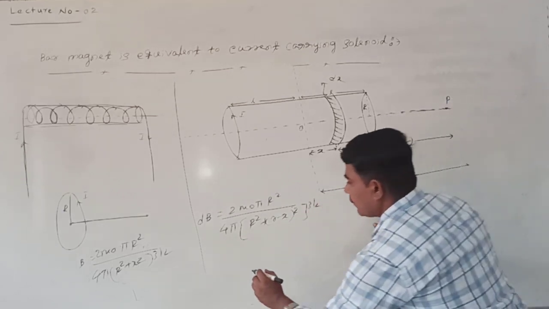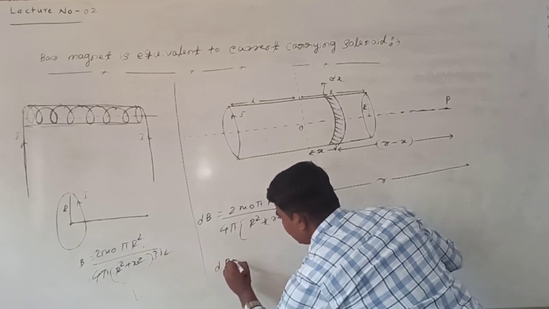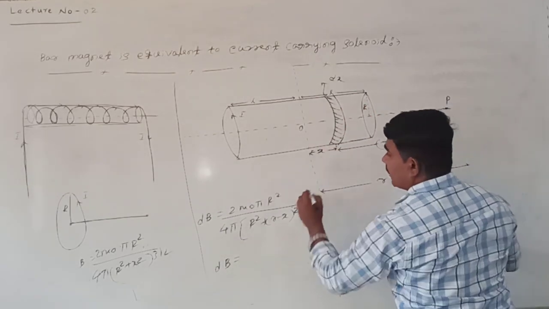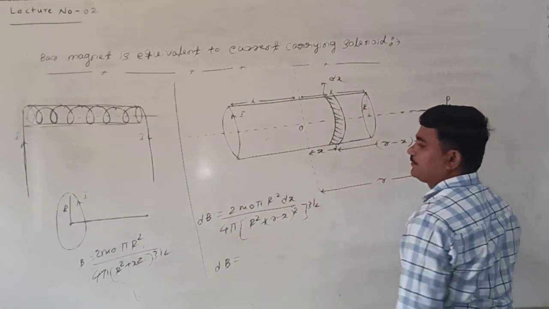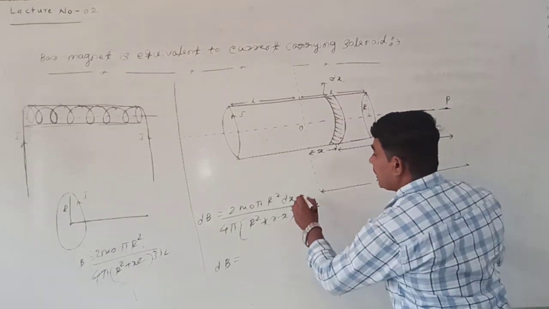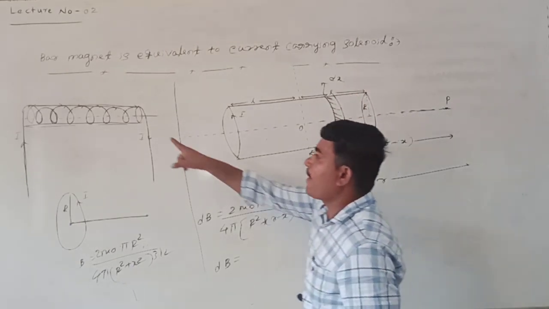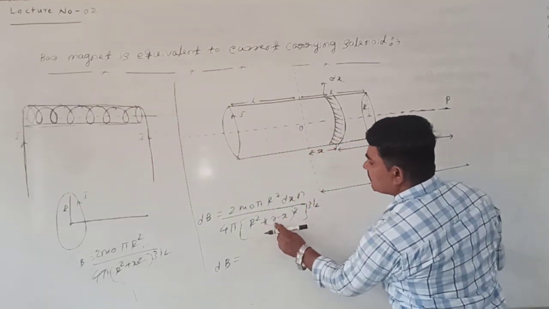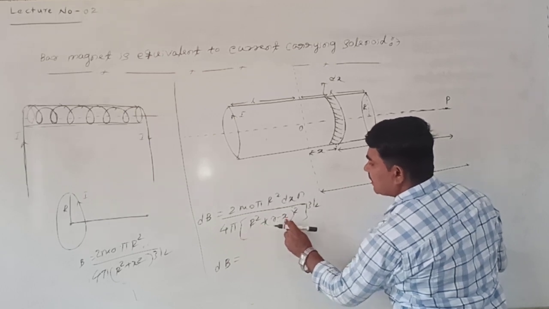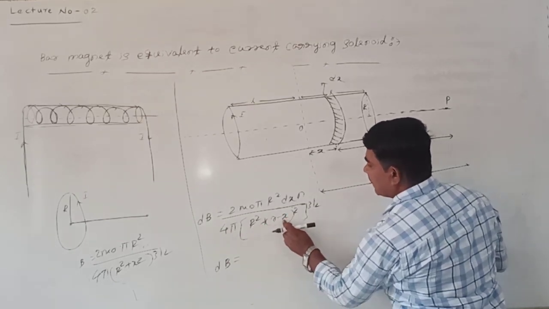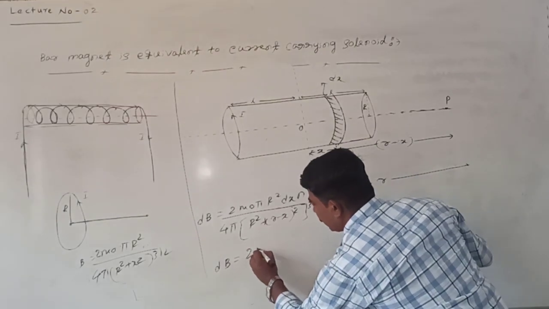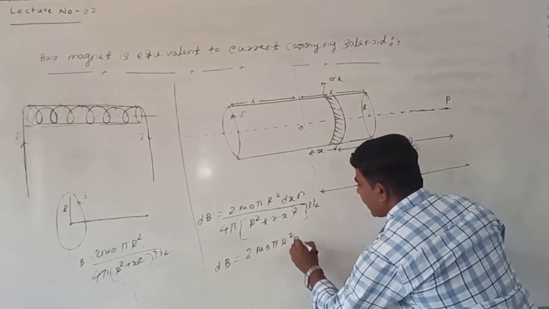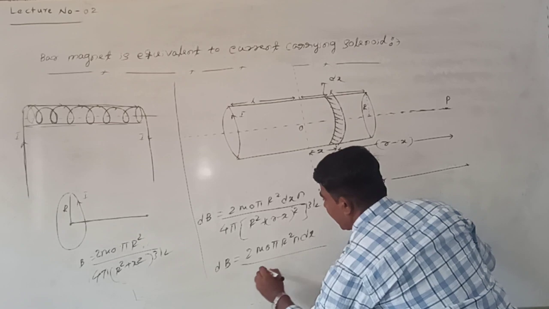Then what we found? dB is equal to, and due to this circular element, I multiply by dx. And it contains n number of turns, because it is made up of many turns. Right or wrong? Then if small r is very great, capital R is very small, small x is very small, then capital R and x are neglected. What is remaining then? 2 into mu naught into pi R square into n into dx, whole divided by how much?